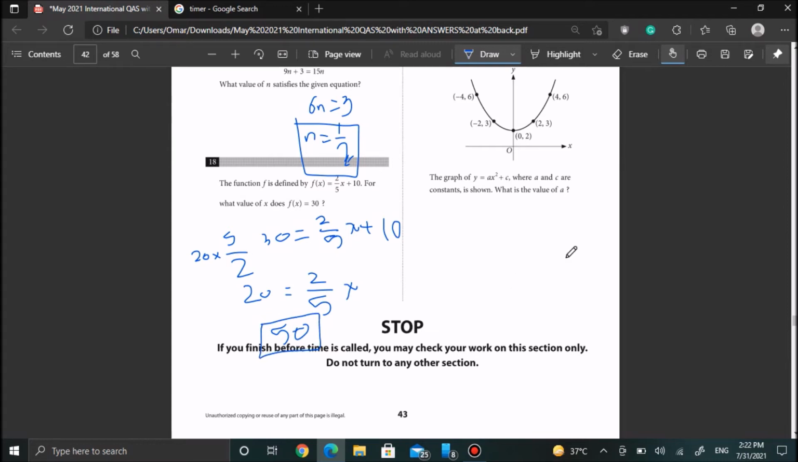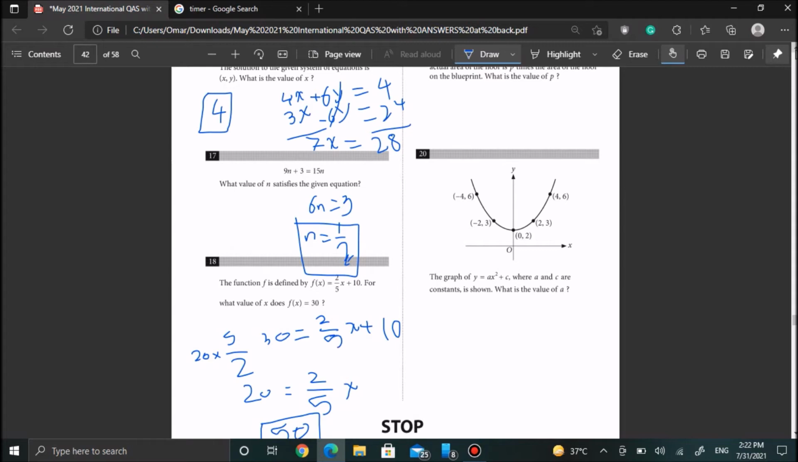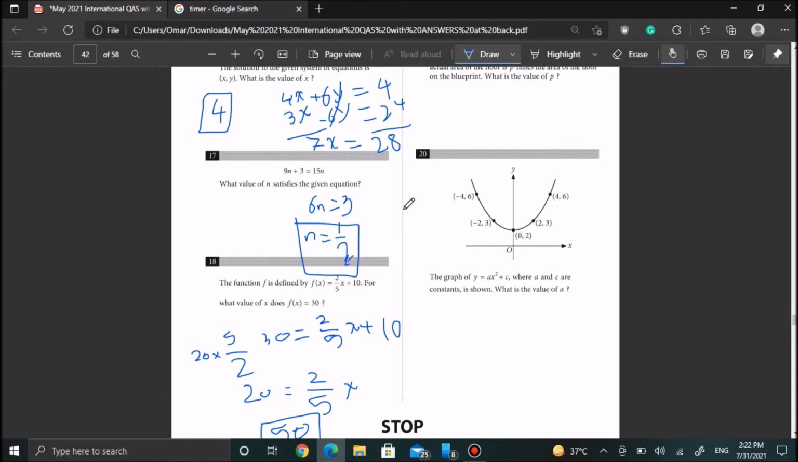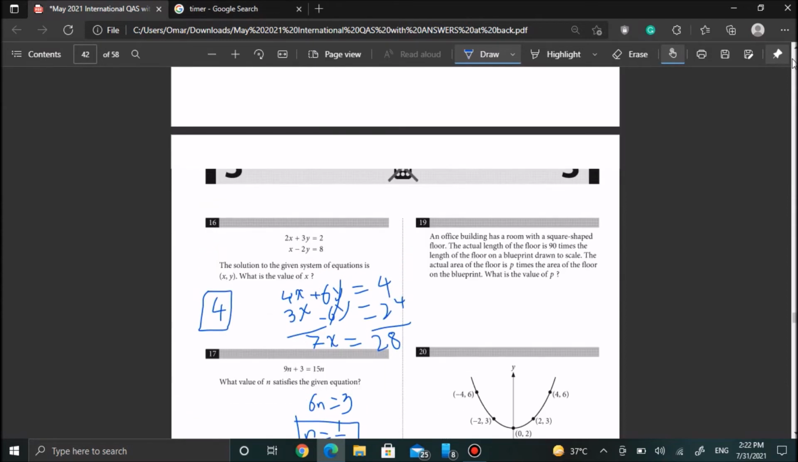Alright. Question number 19. By the way, the reason I know the time without looking at the timer is because I'm recording my voice using another device which displays the time, so I basically know what time is remaining. I'm using my phone as a voice recorder, basically.